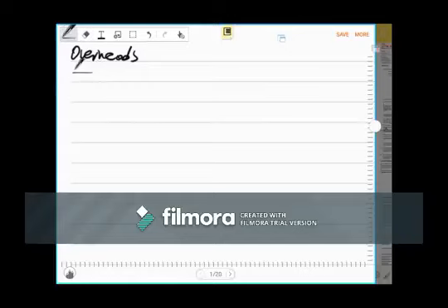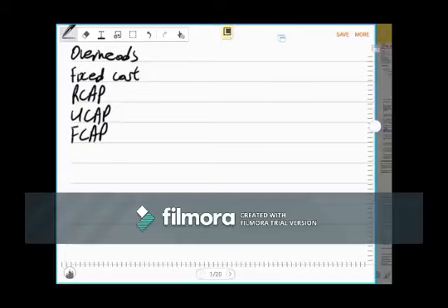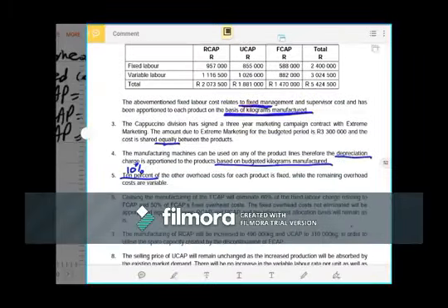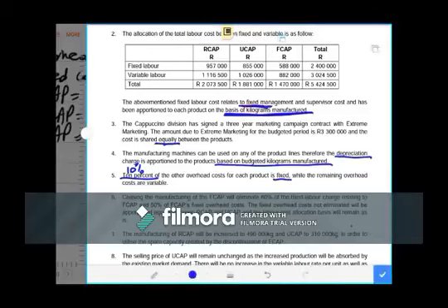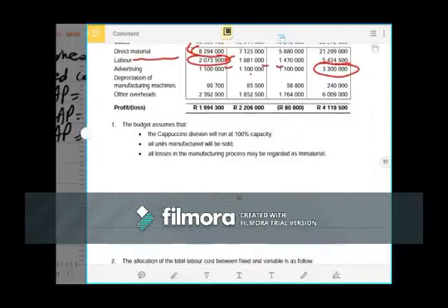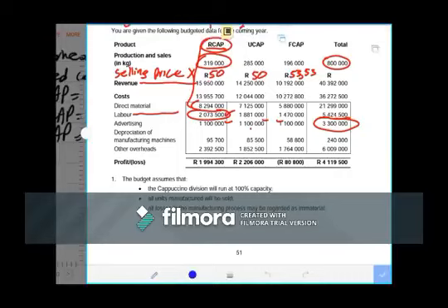Let me take the fixed part. R cap, U cap, and F cap. And they said our fixed cost is 10% of the overheads. So I'm looking for the 10%, which is the fixed portion. 10% of overheads are fixed, while the remainder is variable. So I'm starting with the fixed part, and my overheads are provided to me as 2,392,500.